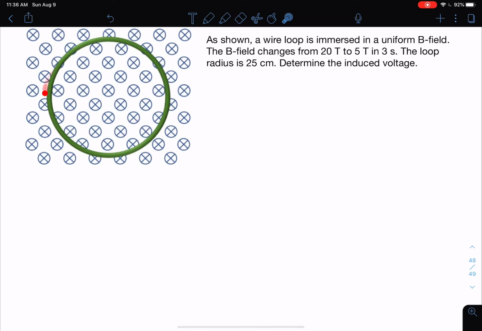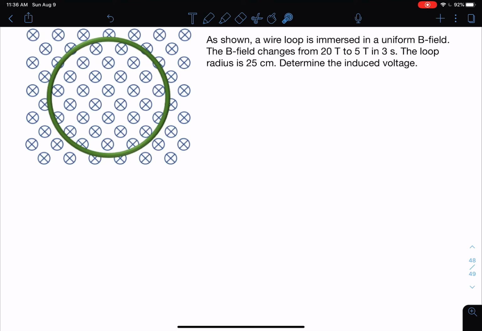So the diagram here, you can see the loop. We got a green loop here. And these circles with the crosses, this is showing the direction of the magnetic field. And of course, it's into the screen. So we want to determine the induced voltage.